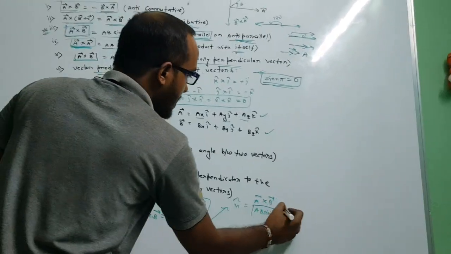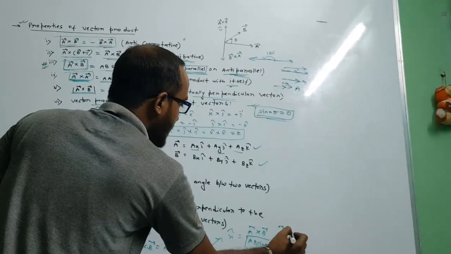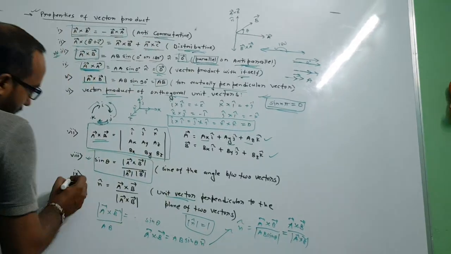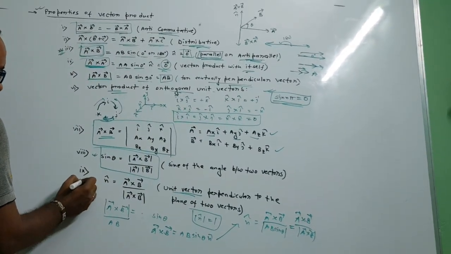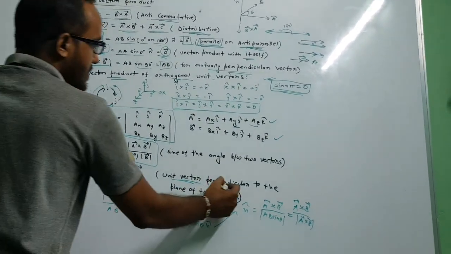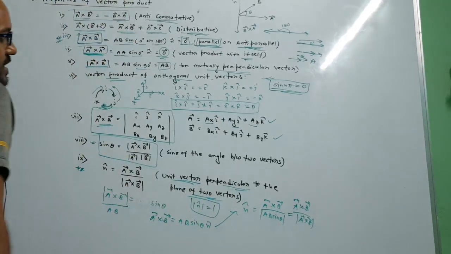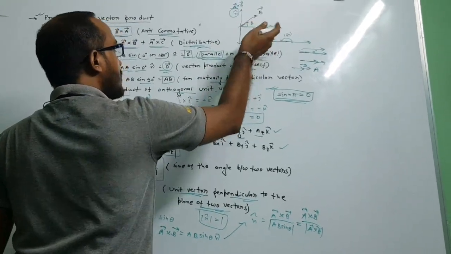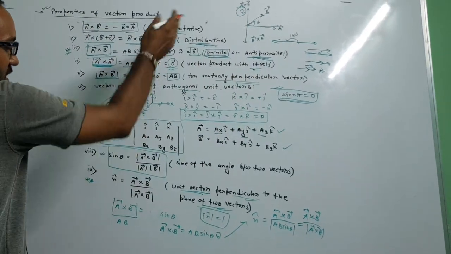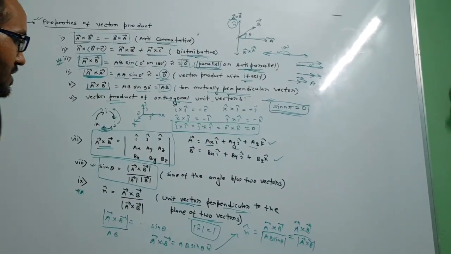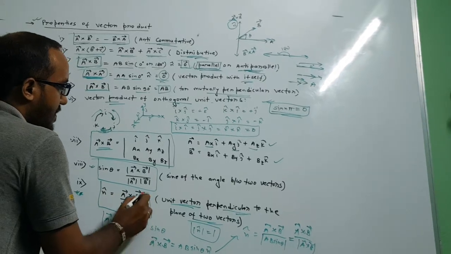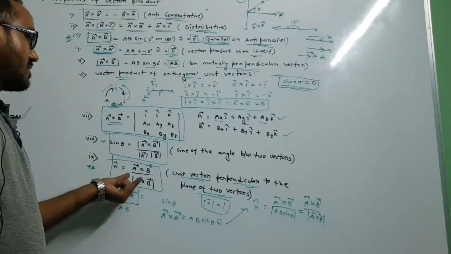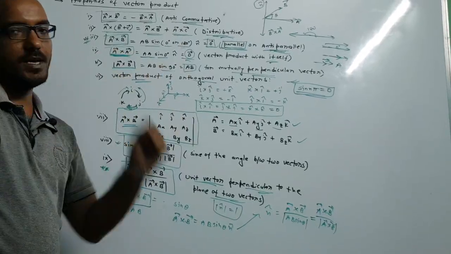This is the magnitude, right? So this would be A cross B by mod of A cross B. This formula is extremely important if they are asking for unit vectors which are perpendicular to the plane of the two vectors. We already know that this unit vector is always perpendicular to both of the vectors. So if any information is given in the question, then we will directly apply this vector method to find out the unit vector perpendicular to both A and B.